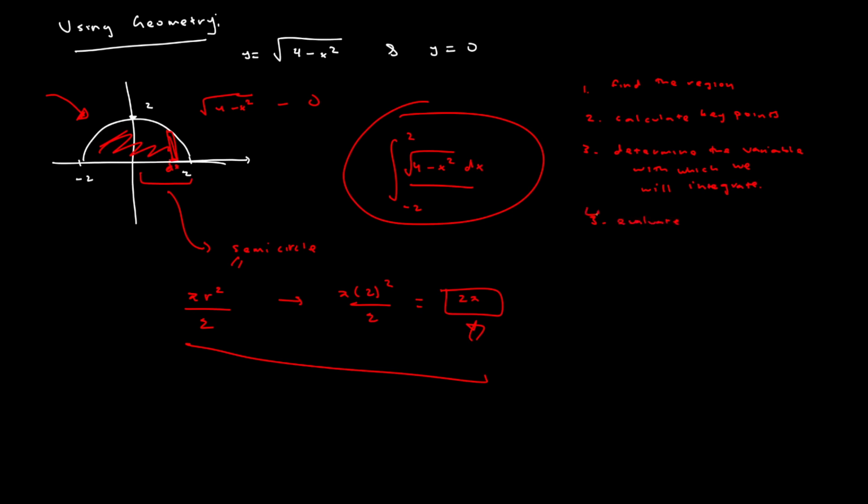Oh, there should be 4. And by key points, this is like intersection points and points that define the limits of the integral that we're trying to calculate.